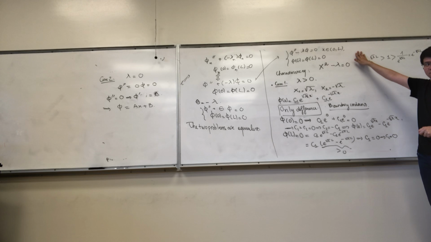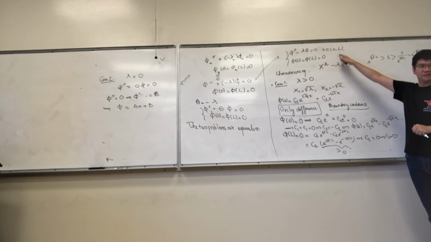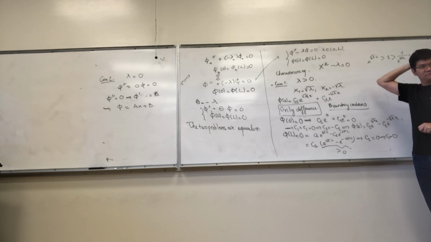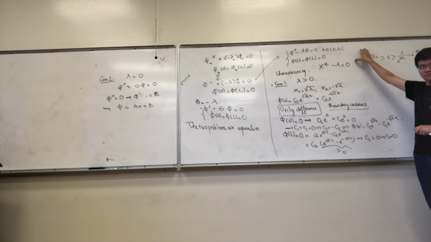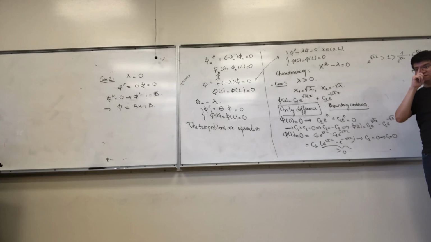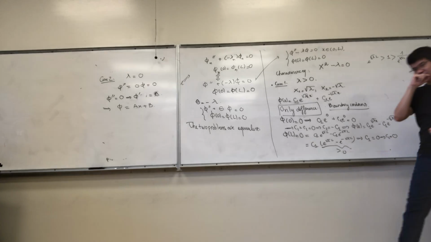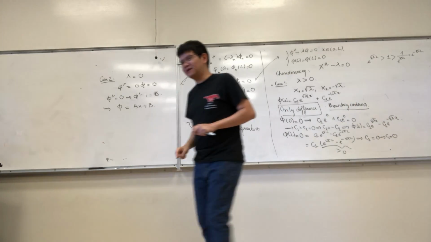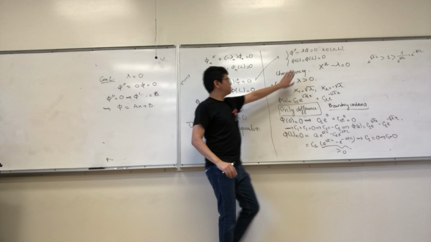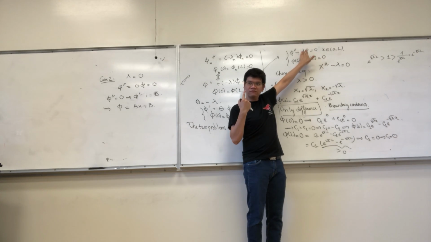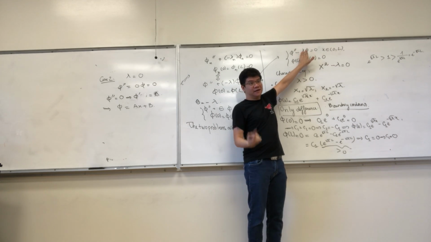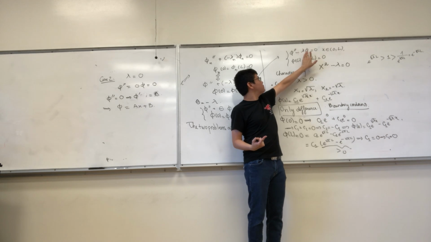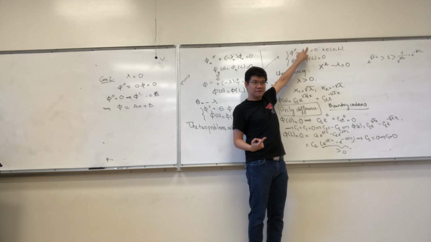L is given. L is the interval. This equation has two unknowns, not just one. Yes, the lambda and phi. In this equation, we want to find the eigenvalue and the eigenfunctions, right? So in this equation, you have two unknowns, lambda and phi.